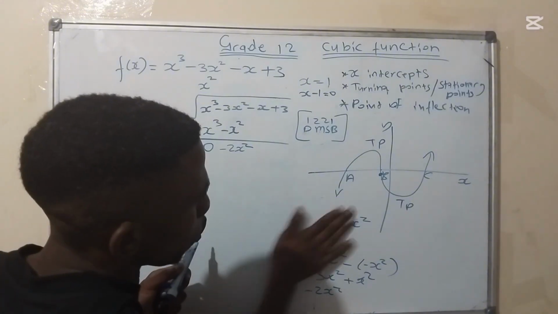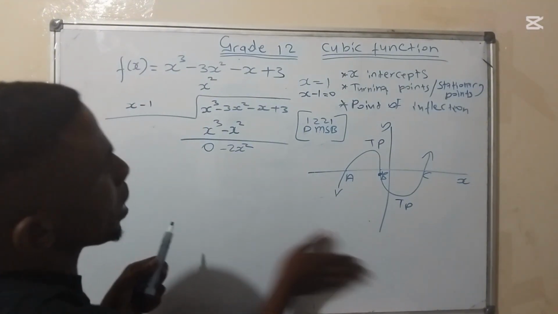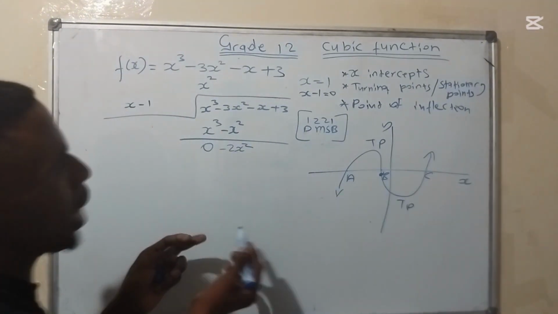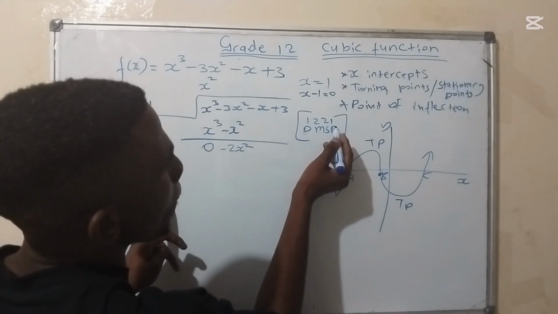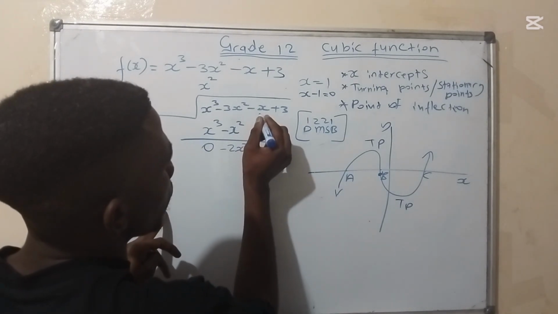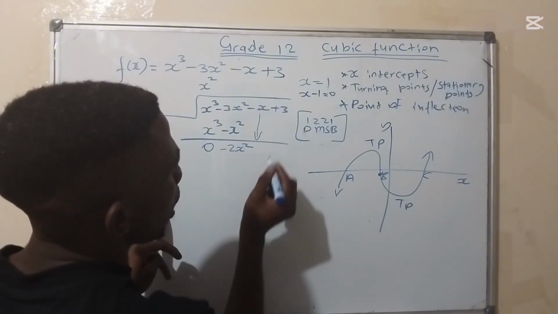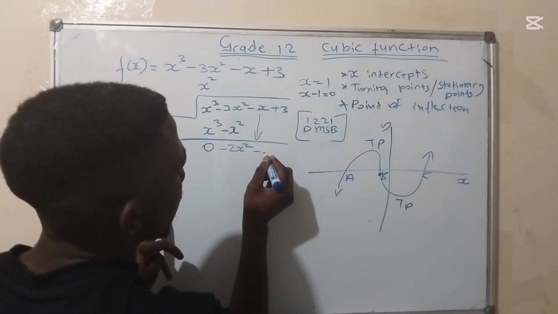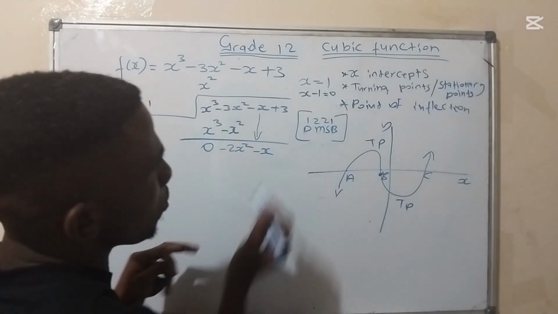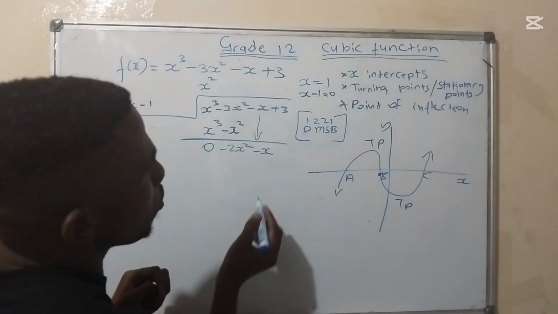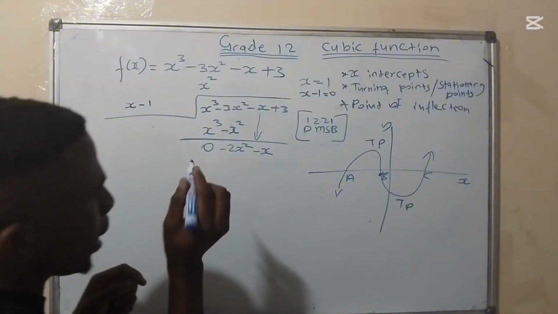So let me erase all this so that we can have enough space. So we have subtracted how many times? Twice. Then we have to bring down, right? Now we are bringing down minus x. Then we have to go back to divide, right? We are going to divide how many times? Only once. Then let's divide.